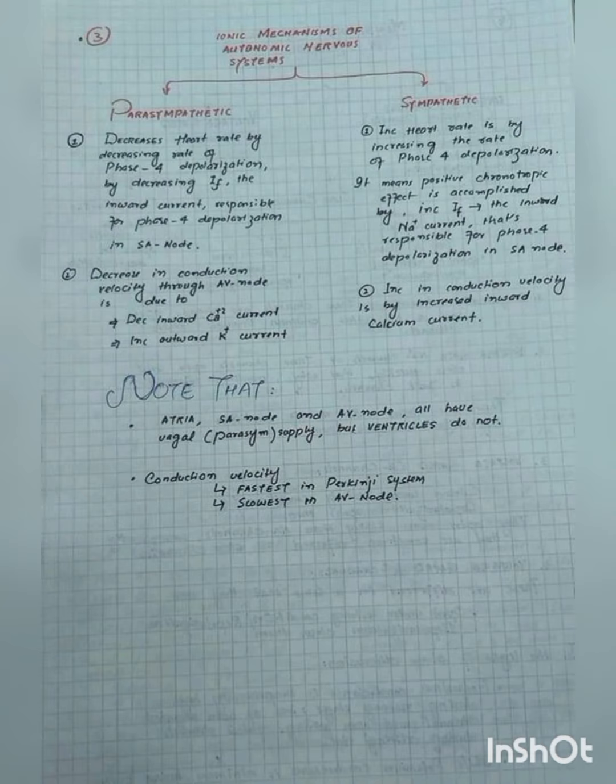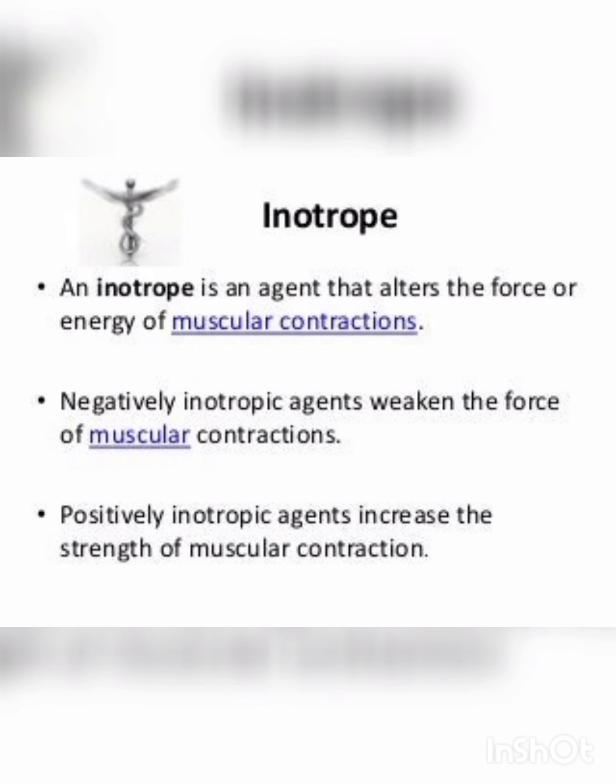Now I am giving you a review here. An inotrope is an agent that alters the force or energy of muscular contraction. A negatively inotropic agent weakens the force of muscular contraction. A positively inotropic agent increases the strength of muscular contraction.